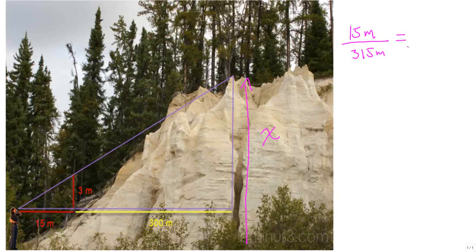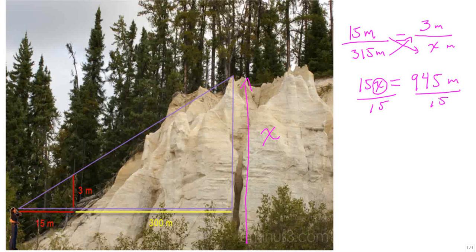So if that's the case, then we take the larger triangle, and we know that our known side on the smaller one is 3 meters. But if we look at the corresponding side on the larger triangle, that's our unknown. That's going to be X in meters. So we just simply do some cross multiplication now. So 15 meters times X meters is going to be 15X. 315 times 3 is going to be 945 meters.